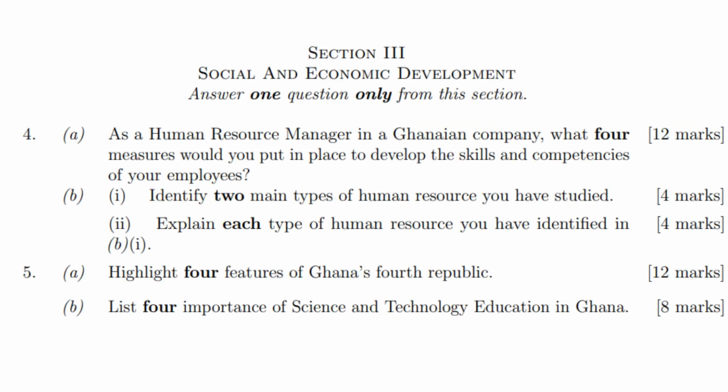So let's go to section 3. Section 3 is social and economic development. Under social and economic development, we have question 4. Question 4 states: as a human resource manager in a Ghanaian company, what four measures would you put in place to develop the skills and competencies of your employees?